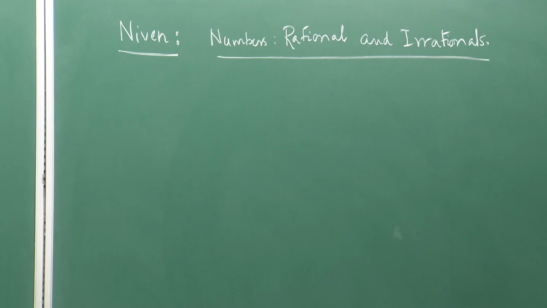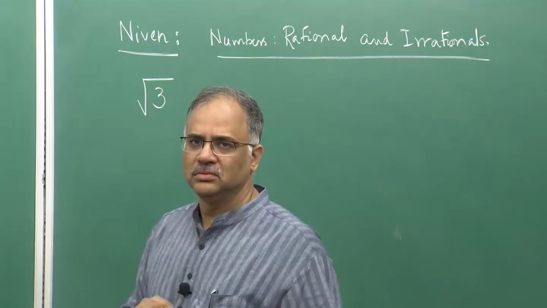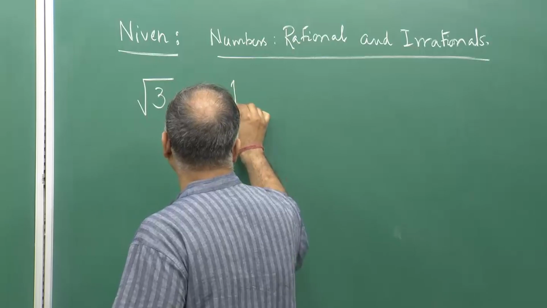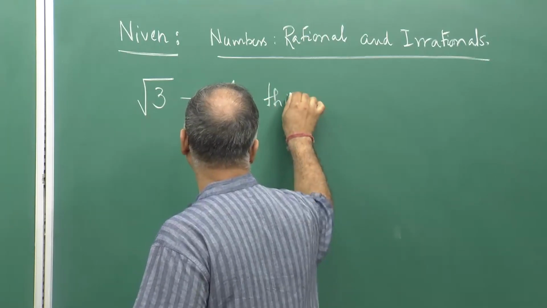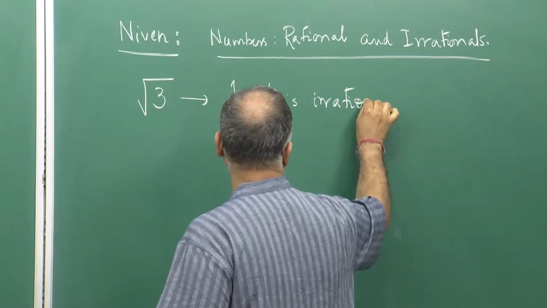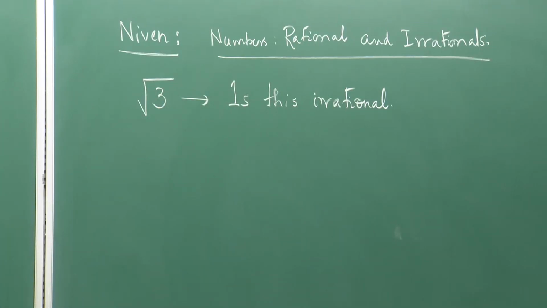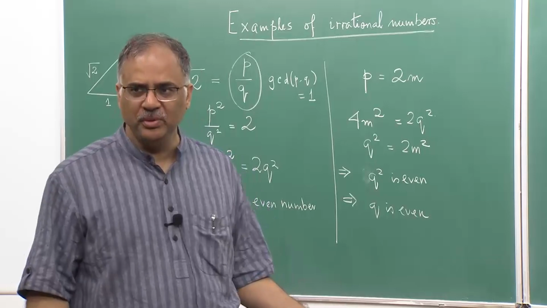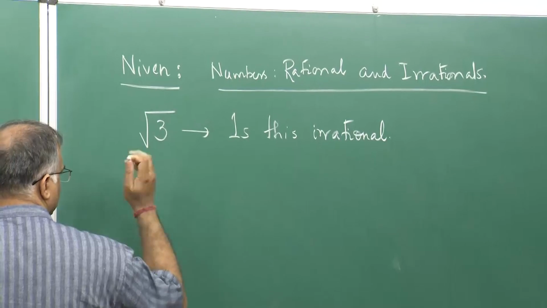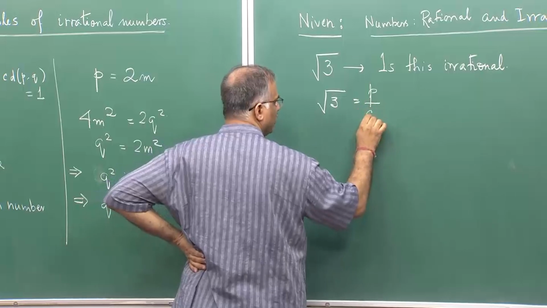So, he asks a question, what about root 3? Is it rational or irrational? Is this irrational? That is the question. So, in your school you are never asked this question, even in your standard calculus courses you never ask the question, why should root 3 be irrational. Now, let me again try in the same way. So, I again assume that root 3 is equal to P by Q.